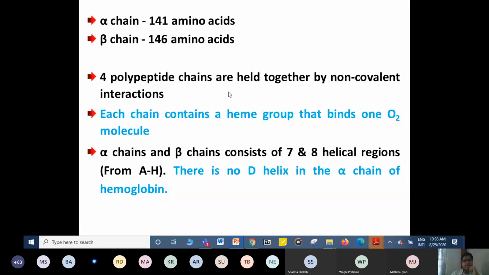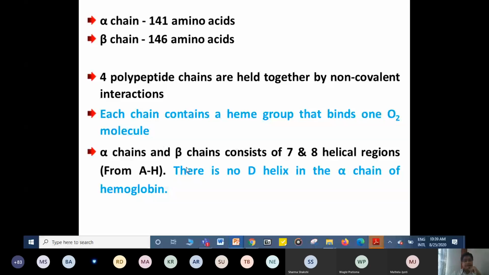Each chain contains a heme group that binds one oxygen molecule. That means tetrameric structure, 4 globin chains, 4 heme groups, and it can bind with 4 oxygen molecules. But in myoglobin, 1 oxygen molecule, because there is only one chain and only one heme.